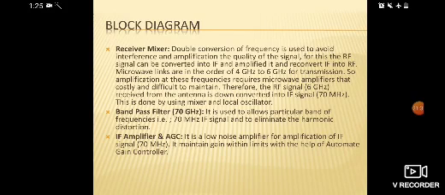Okay, and the next one is the IF amplifier and AGC. What is the use of the IF amplifier? The name already indicates that it amplifies the IF range of frequencies. That means IF range signals are amplified. And what is the use of AGC? Automatic gain control is used to maintain the gain within the limits. For that reason we use automatic gain control. Okay, this is the IF amplifier and AGC use.